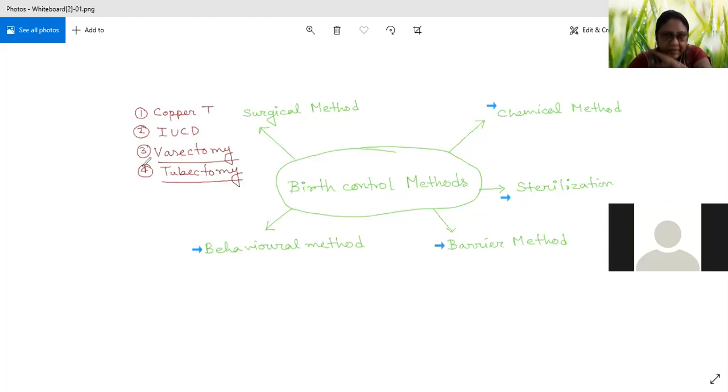Yes, ma'am. So today basically we are going to discuss the chemical methods of birth control. Okay, so let us have a look at how birth control measures can be performed chemically. In this regard, I would like to mention that chemical methods can be further bifurcated into two parts. One is by spermicidal gels, and the other is by hormonal methods.